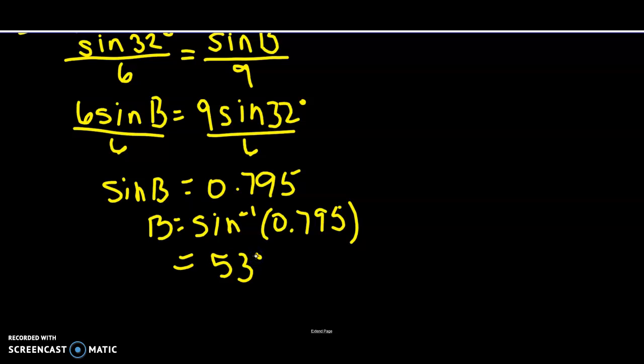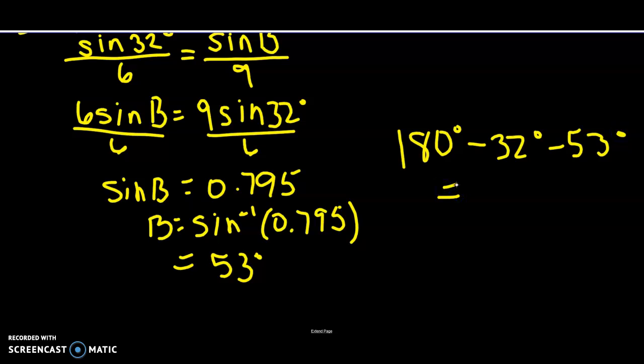So now how do we find C? Remember, we said in a triangle, I have 180 degrees, minus my angle A, which was 32 degrees, and now I have found B, which is 53 degrees. 180 minus those gives 95. So C is equal to 95. Now we have found all three angles.